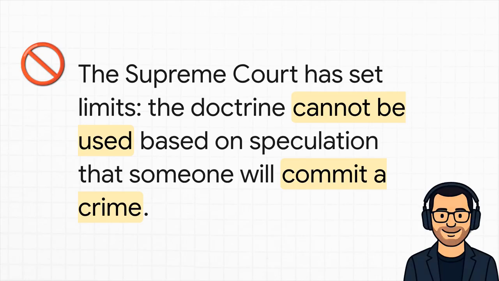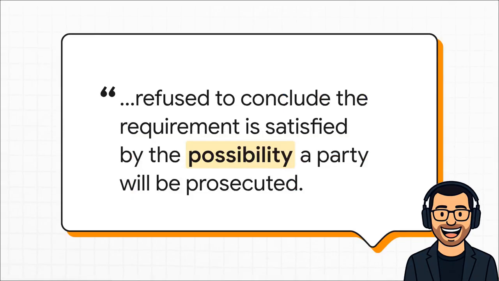The court gave that a hard no. And the reasoning was really clear. They said, look, we're not going to just assume that someone is going to go out and break the law again just to keep their lawsuit alive. The chance of someone committing a future crime is just way too speculative. That's totally different from a case like Roe, where it's a biological possibility, not a voluntary choice to break the law, that makes the repetition likely.